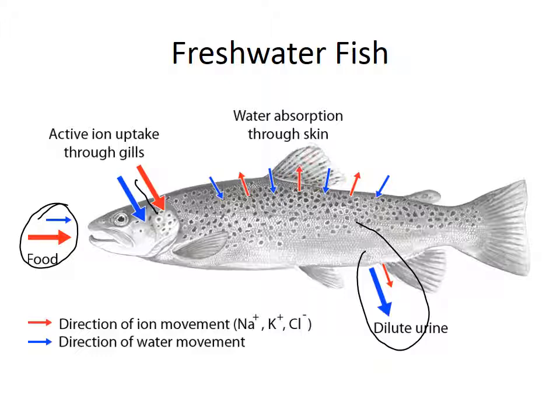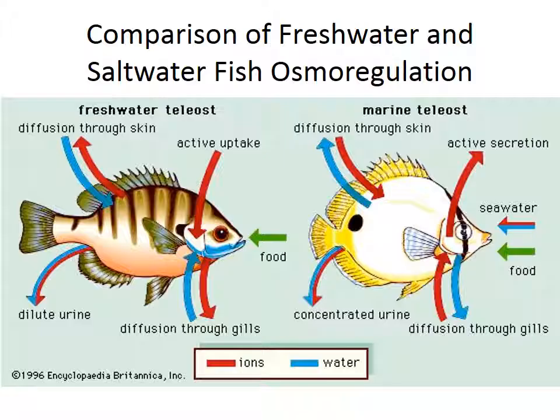So freshwater fishes will do this to adapt to their environment. Here is a comparison of freshwater and saltwater fish osmoregulation. On the left-hand side, you see the freshwater fish. There is diffusion through the skin, so water is moving in to the freshwater fish, and ions are moving out. And then it is actively pumping ions in through its gills, and it is excreting a very dilute urine.